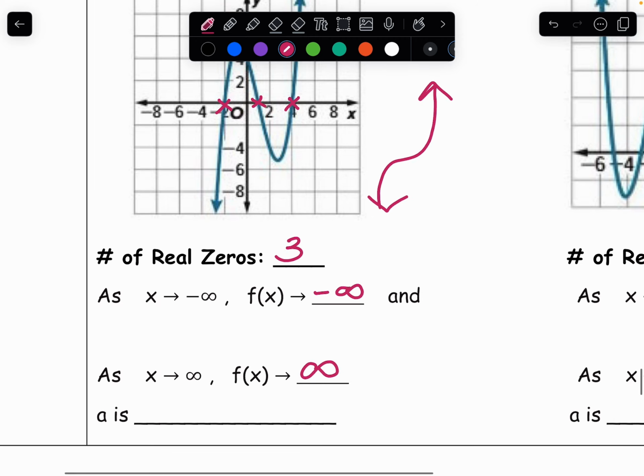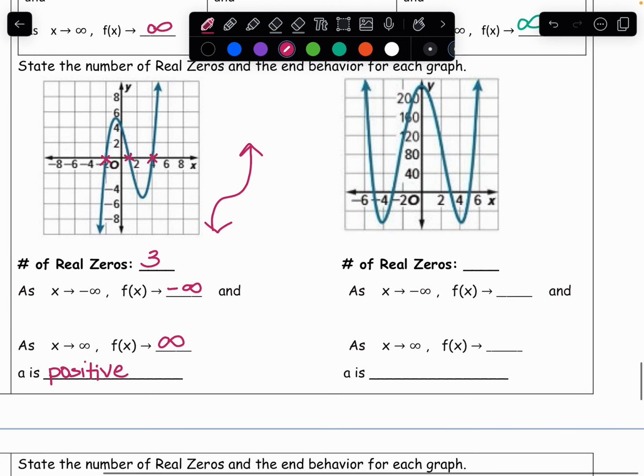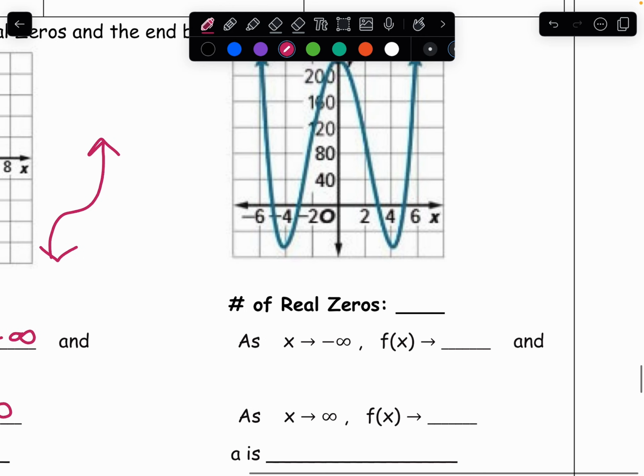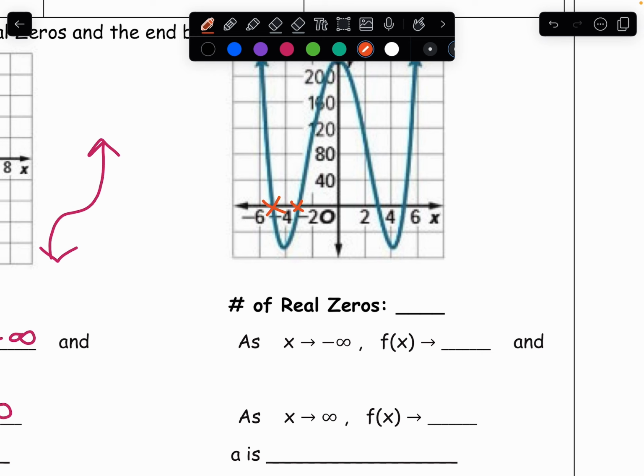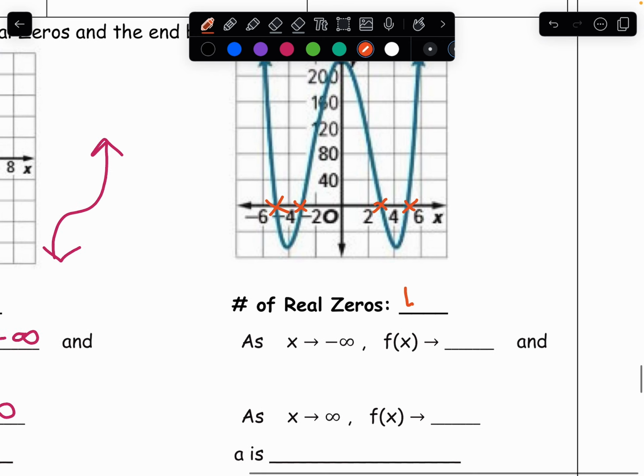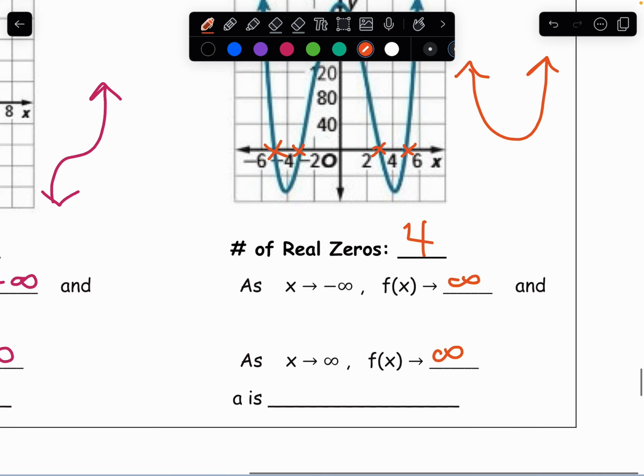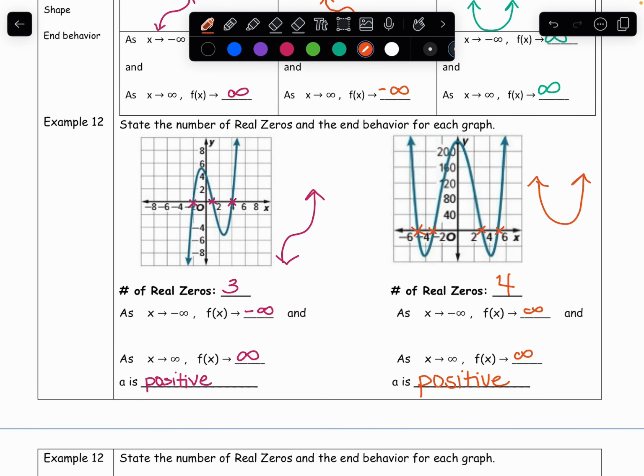And since we didn't flip it, a is positive. Now we don't know exactly what it is, but it's reiterating how we can get a positive from it. Our next graph, we pass it once, twice, 3, 4 times. Whoa. So it's an even number, which supports the fact that it's a U shape. And so we're going to be at positive infinity, which means a must also be positive because we're happy. It's a smiley face.